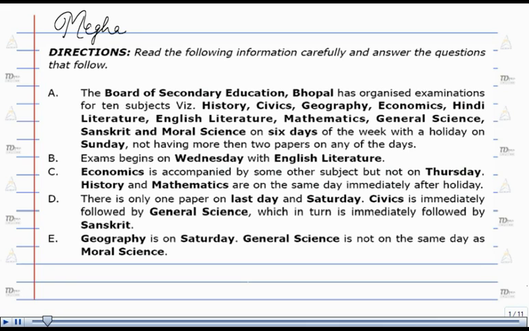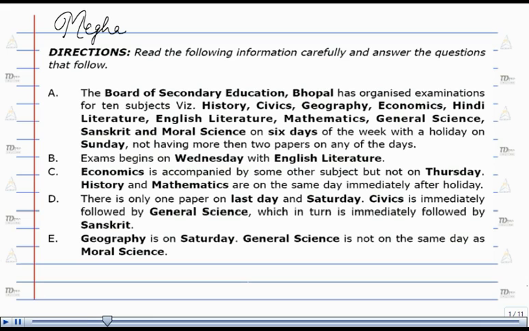A. The Board of Secondary Education Bhopal has organized examinations for 10 subjects with History, Civics, Geography, Economics, Hindi Literature, English Literature, Mathematics, General Science, Sanskrit and Moral Science on 6 days of the week with a holiday on Sunday, not having more than 2 papers on any of the days. B. Exams begins on Wednesday with English Literature.